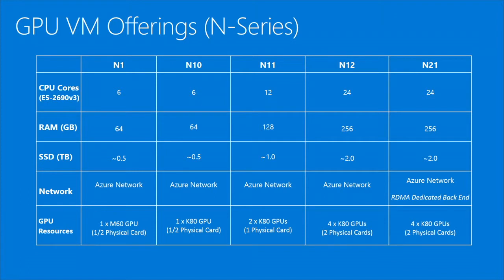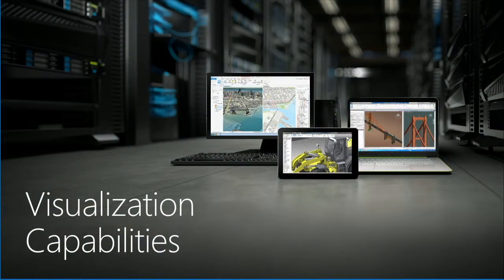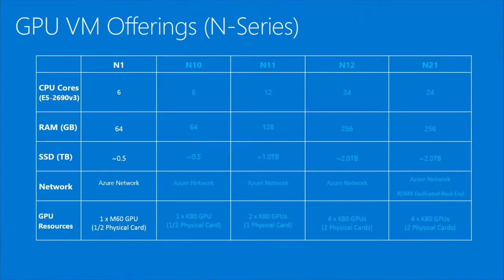So we're announcing the N-Series virtual machine offerings on top of Azure. We have 5 offerings that we are planning to go to market with, and I'll be talking through a number of the different scenarios and cases for why we have these virtual machines. The first type of virtual machine that I would like to talk about in our N-Series relates to visualization capabilities. Here is a listing of the specifications for the N1 VM size: 6 cores on an E5 2690 V3 processor, 64 gigs of RAM, approximately half a terabyte of SSD connected into our standard Azure networking, and it will give you 1/2 of an M60 GPU card.